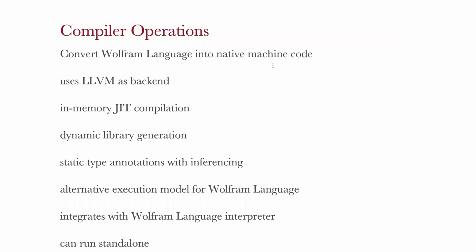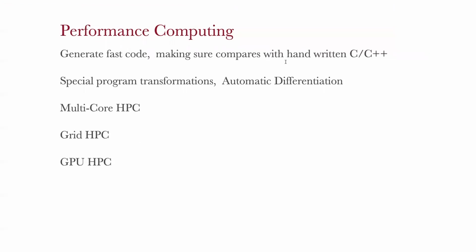It uses LLVM as a backend. It has an in-memory JIT compilation mechanism, but it can also generate dynamic libraries. It uses static type annotations with type inferencing, and it's an alternative execution model for Wolfram language code. So let's just talk about performance computing.